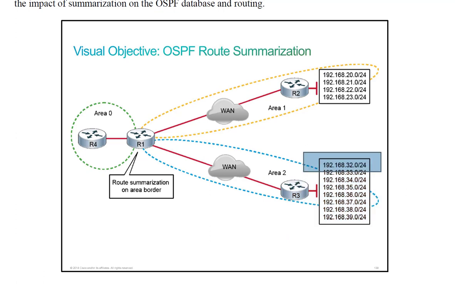So we've got 32 as the starting address of our summary. We need a block of 8. 256 minus 8 is 248. So the mask is 255.255.248.0, which is a slash 21.